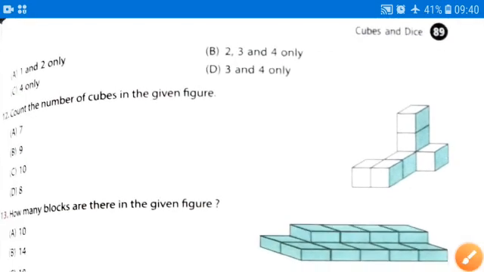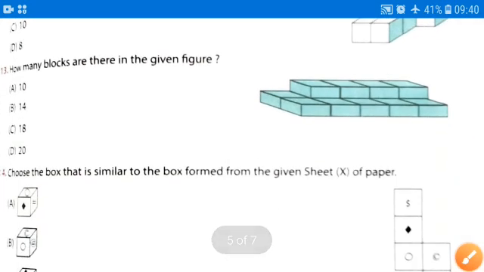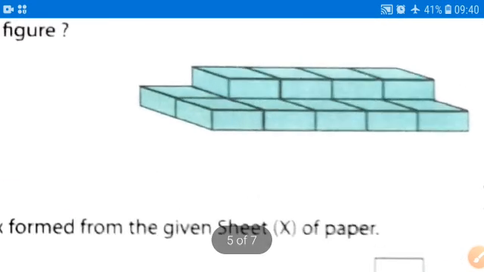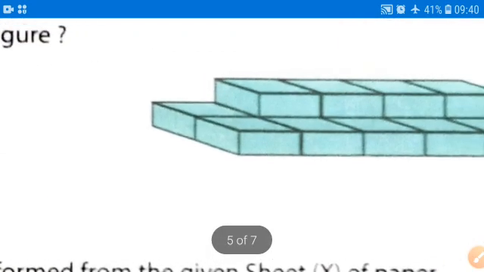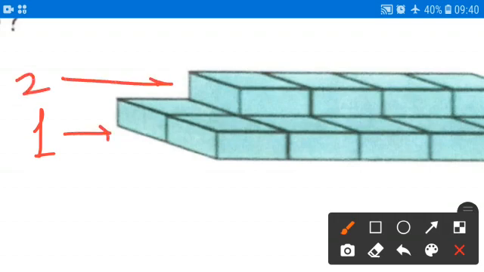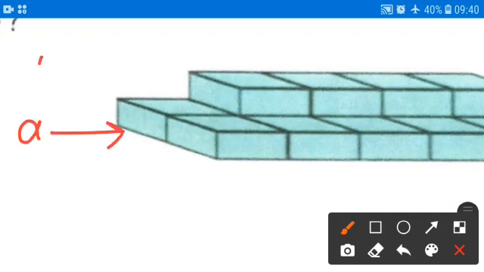Now moving to the next question, question number 13. How many blocks are there in the given figure? First we will count layer wise. We have 2 layers. This is layer 1, this is layer 2. We can also call them layer A and layer B.